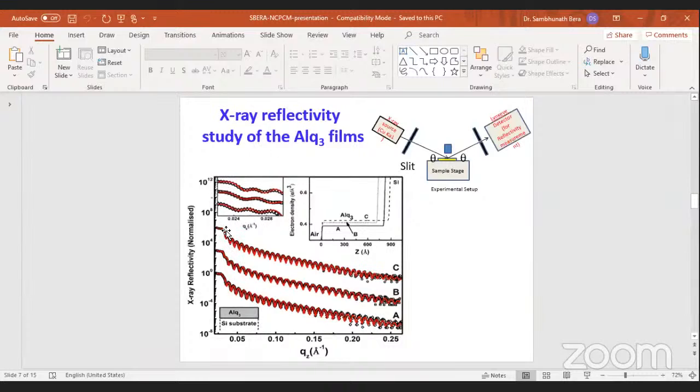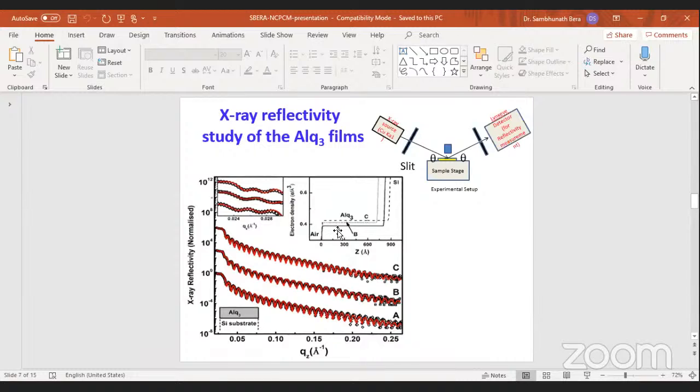I have zoomed in on this region. You can see this dip shifted towards the right, meaning higher Qz. When we reduce the deposition rate, the electron density of this Alq3 film increases. Here the electron density profile is shown: for sample C, grown at 1 angstrom per second, it is larger than the film at 5 angstrom per second. So with reducing growth rate, the electron density of the Alq3 film increases. That means there is less porosity or defects in this material.